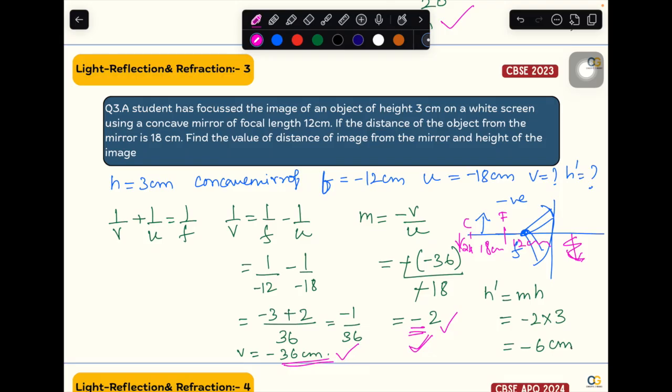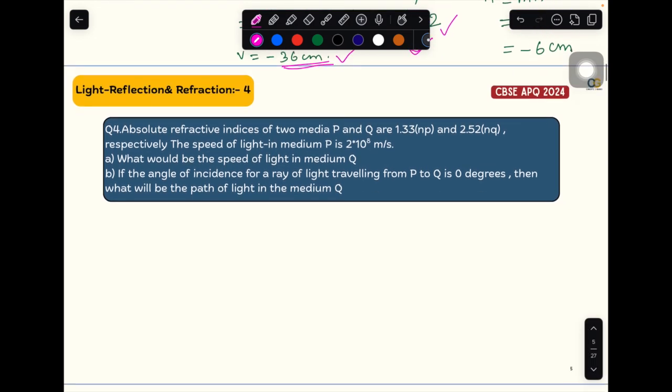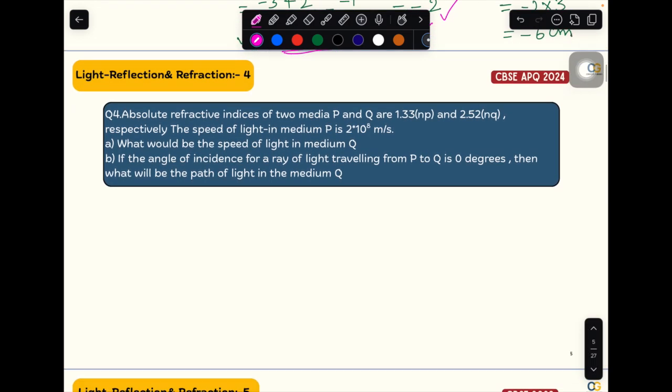And if they ask you for a 5 marker and ask you to draw the ray diagram for this, you draw the ray diagram for the scenario of the object placed between C and F. Okay, so let's move ahead with refractive index question.